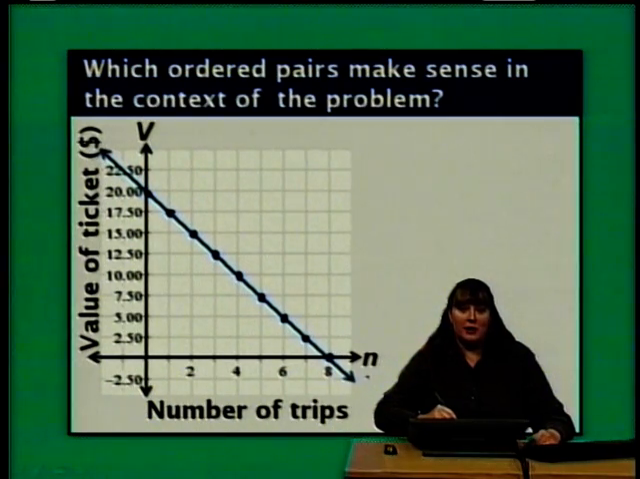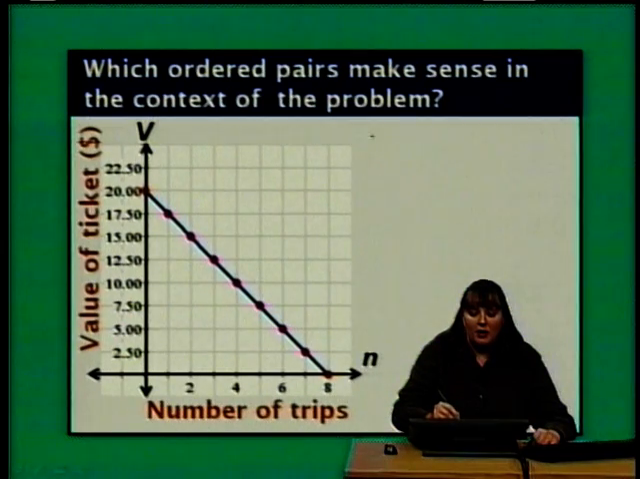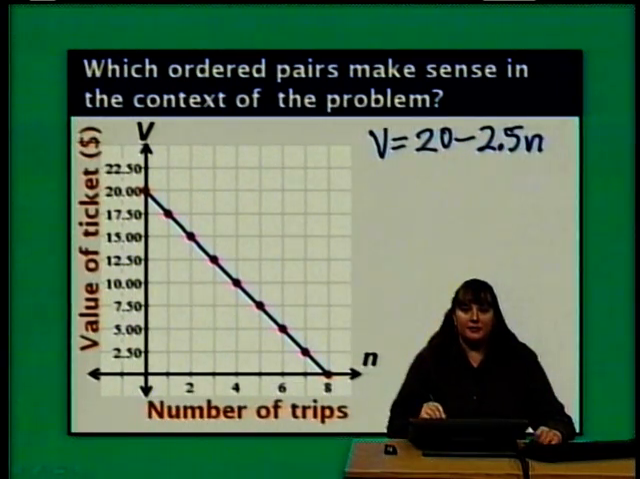If I go beyond the point where N is 8, now my value is becoming negative, which doesn't make any sense. If I have a negative value of the ticket, I don't have anything left to ride the subway with. I need to buy a new ticket. So there's actually only 9 ordered pairs that make sense in the context of the problem. When we look at the graph of V equals 20 minus 2.5n, the line that's graphed gives all of the solutions. There's an infinite number of solutions to the equation V equals 20 minus 2.5n, but only 9 of these solutions make sense in the context of the problem.